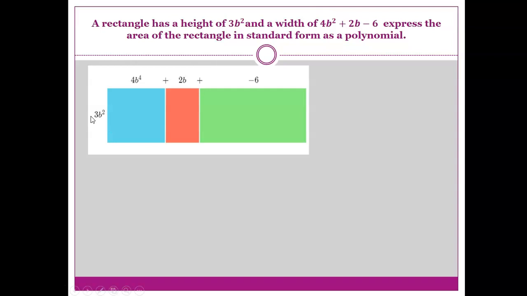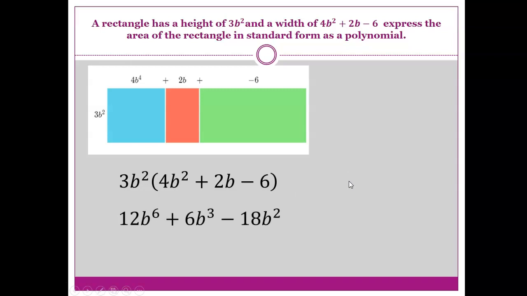So if you think about area of a rectangle, it is height times width. So what we're going to do is multiply the height and width of each of those 3 pieces. So it would look like 3b squared times all 3 pieces, which would look like 12b to the 6th... So you have 12b to the 4th plus 6b cubed minus 18b squared. So again, you multiply the coefficients and you add the exponents.